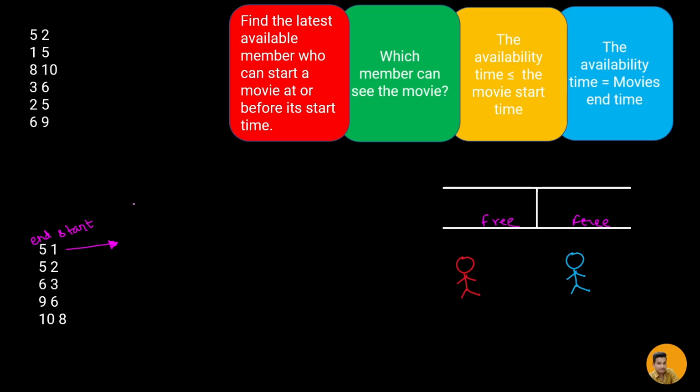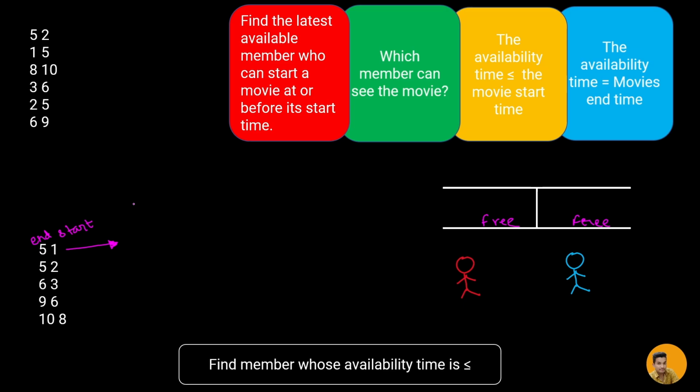So now my question is, find a member whose available time is less than or equal to 1, right? Because this is the start time of a movie, and now all are free. All are free, I don't care. You pick anyone. So I pick this red guy and I assign. And now the availability time of this guy will be the movie end time. So this availability time will be 5. Great. The first part is clear.